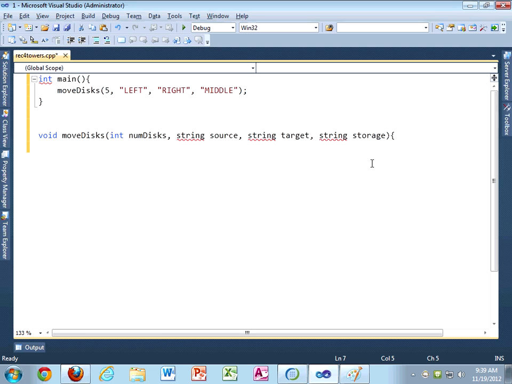Okay. What's our base case going to be? Num disks equals 1. I think that could be a base case. Is there a simpler base case? Num disks equals 0, you're done. If num disks equals 0, you're done, right? You don't do anything. Okay, so we could say if num disks equals 0, do nothing. Else, then our recursive case, right?